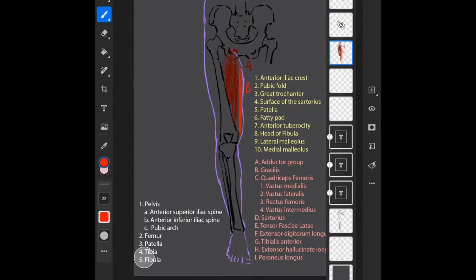So quad means 4. There's 4 distinct muscles. Let's talk about them. The Vastus Medialis starts at the very, very top of the femur and runs along the inside of the bone, then turns into a tendon that attaches to the patella. That's going to be your Vastus Medialis muscle, number 1.